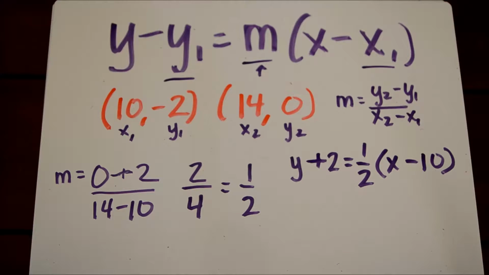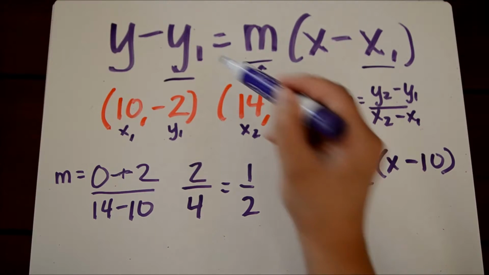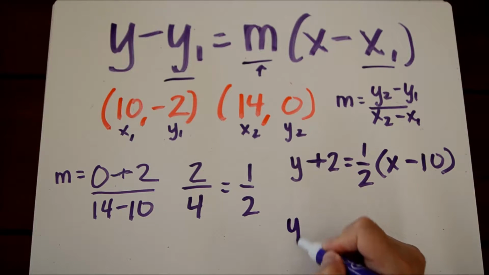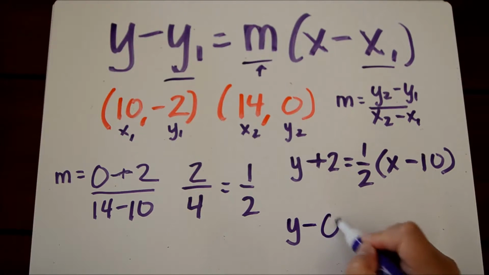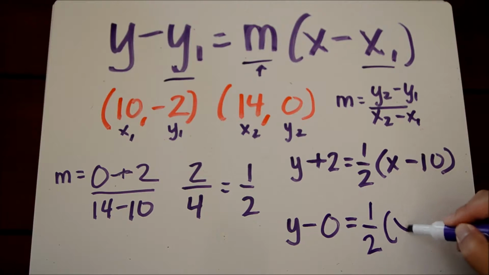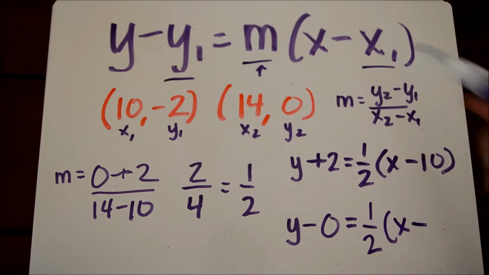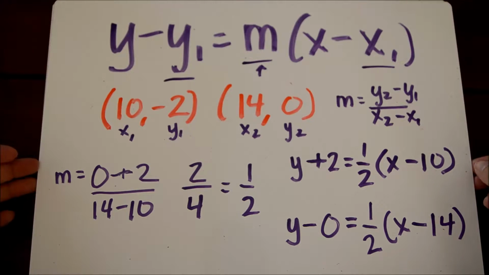If we were to use our second coordinate, we'd be substituting in 14 for our x1 and 0 for our y1. And so here we're going to have y minus our y1, which is 0, equals 1/2. So that's our slope times x minus our x1, which is 14. So here are our 2 possible answers if we were given these 2 coordinates and asked to write an equation in point-slope form.